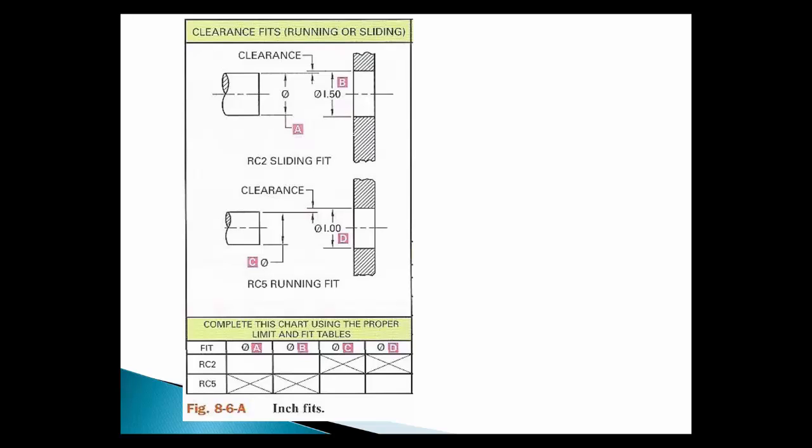Stop right now and look at the fits table on the course content page of Blackboard. Find the row of data that corresponds to 1.5 diameter and determine the hole tolerance amount from the RC2 column.